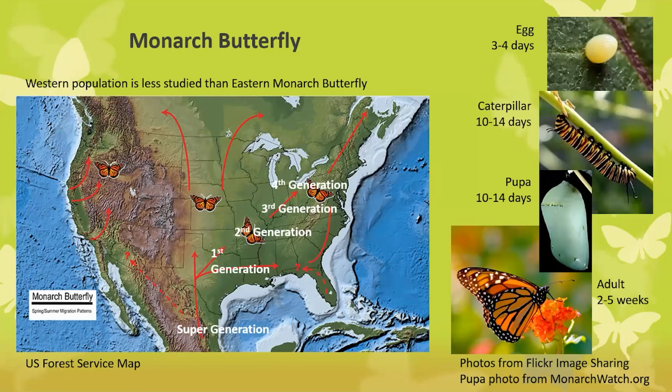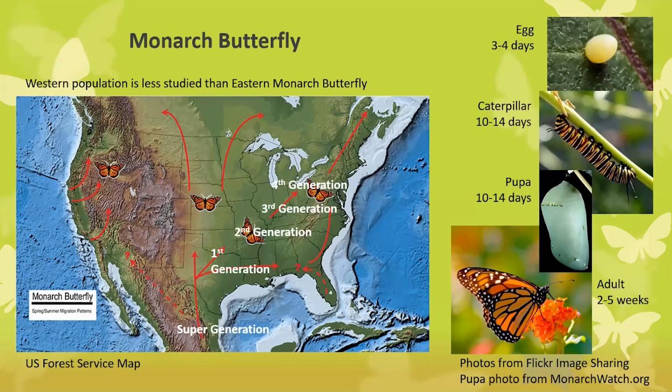And the eastern generation, we know, would go north and stop generally around Texas or Oklahoma. And that's where they would begin to lay eggs, start a new cycle, and the super generation of butterflies that made the migration to Mexico would die. And through the cycles of egg, caterpillar, pupa, and adult, they would continue in successive generations to eventually reach northern part of the US or southern Canada, where they would spend the summer.